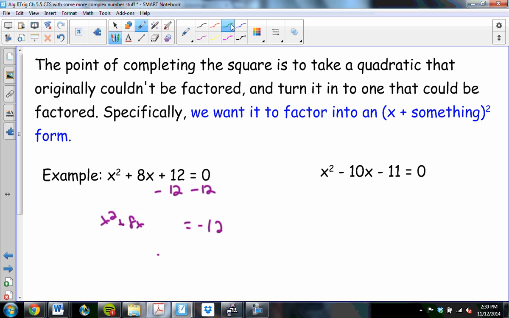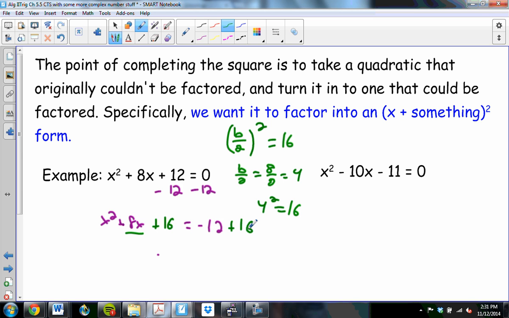Next thing I do is I calculate b over 2 squared. Well, right now, b over 2 is 8 over 2, which is 4. So 4 squared is 16, b over 2 squared is 16. So I add a 16 here and a 16 here. The magic about this b over 2 term is it means that this can now factor. It is now x plus 4 squared.